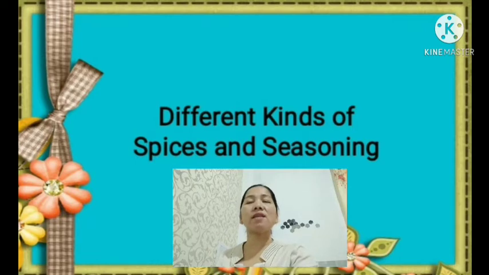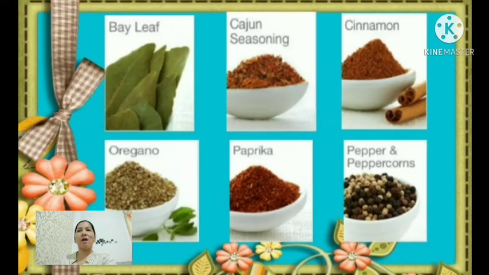Okay, pag-aralan natin isa-isa. Yan, tingnan niyo yung nasa larawan. Yung una yung tinatawag nating bay leaf. Yan, common tayo, nakakakita tayo lagi niyan. Pangalawa, meron tayong tinatawag na kahon seasoning. Meron tayong cinnamon. Meron tayong oregano. Ma'am, ginagamit pala ang oregano. Yes, ginagamit. Gayun din yung basil. Ginagamit siya sa pagluluto. Ano yung basil? Sa Tagalog is balanoy.